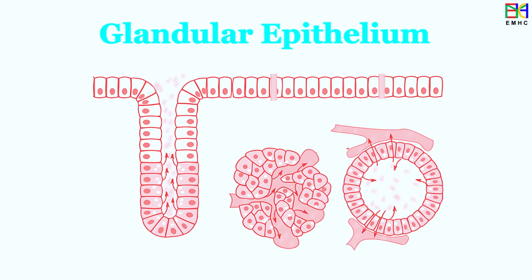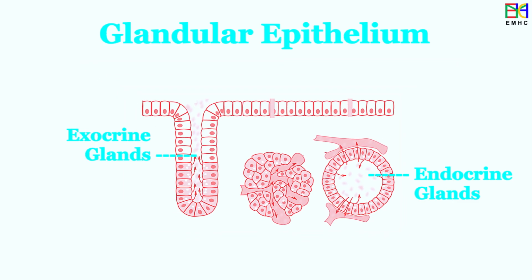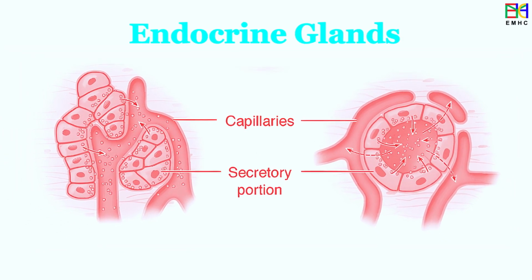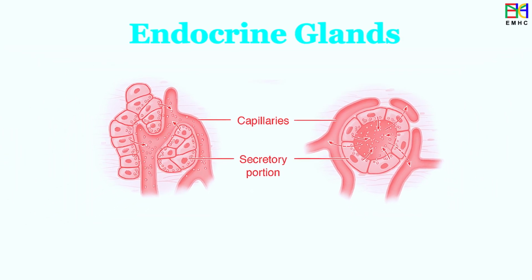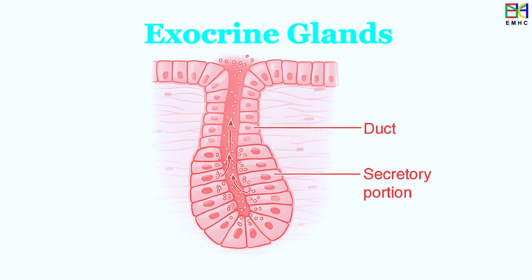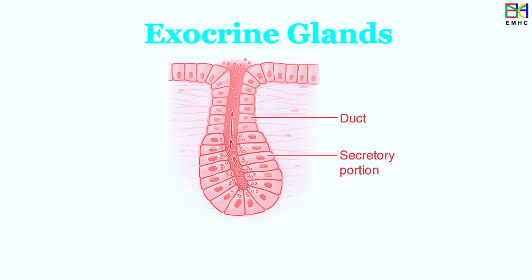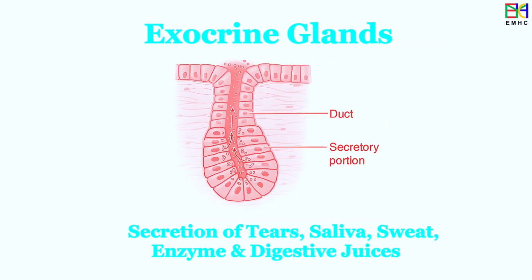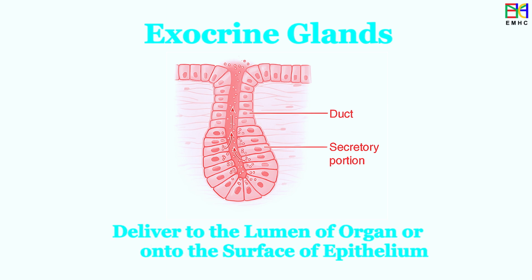There are two major classifications of glands: endocrine glands and exocrine glands. Endocrine glands secrete their products such as hormones into the extracellular space, where they are rapidly taken up by the circulatory system. Exocrine glands secrete their products such as tears, saliva, sweat, enzymes and digestive juices into ducts, and then deliver the products to the lumen of an organ or onto the free surface of the epithelium.